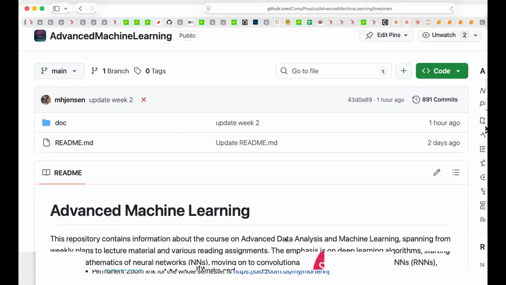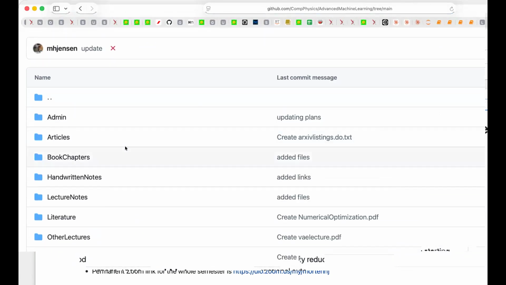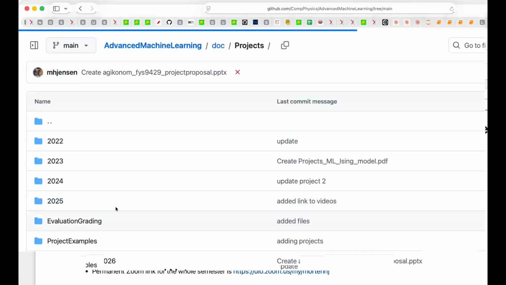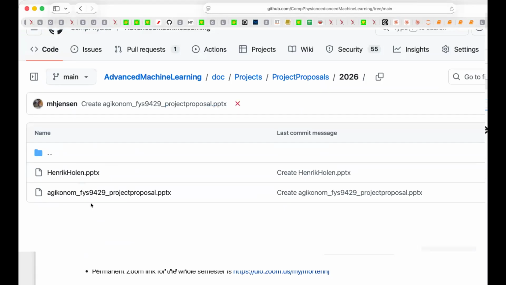And if you go into this doc folder, then you will find under projects a 2026 project proposal, and there are project examples from previous years which you can look into just to get inspired and see what people have done. Here we have 2 proposals.